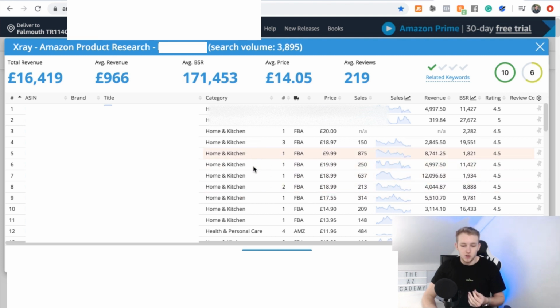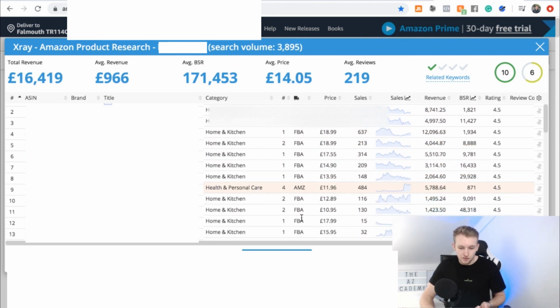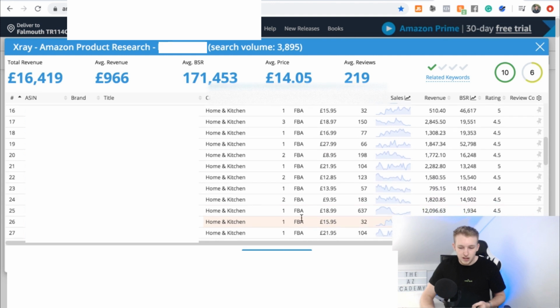Now, you want to check the product itself and just make sure there's no restrictions on that individual product. But providing that's all okay, then there's nothing really worrying me about this category at all. I'd move straight on to the fulfillment. So again, with the fulfillment, basically every single seller is FBA.